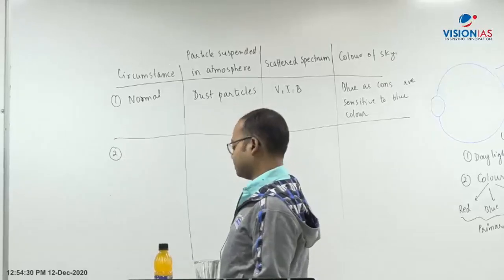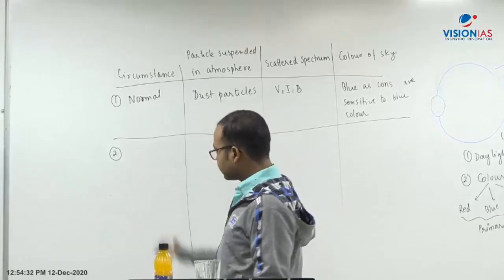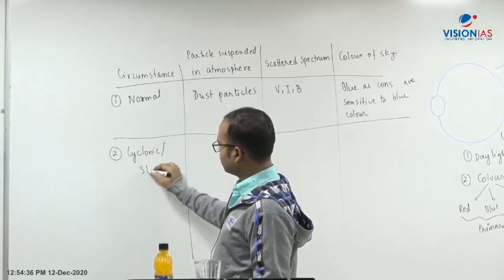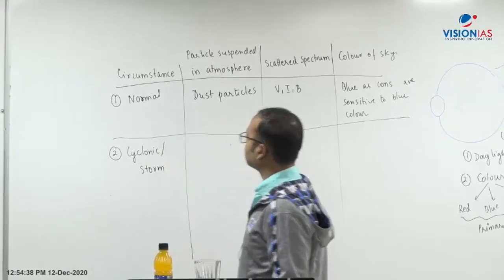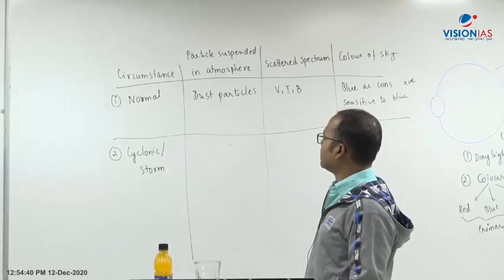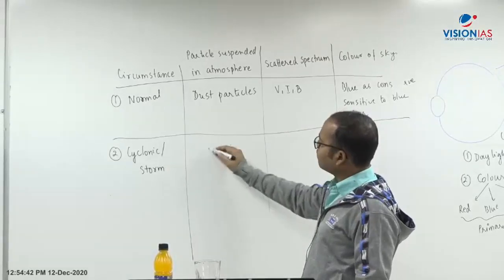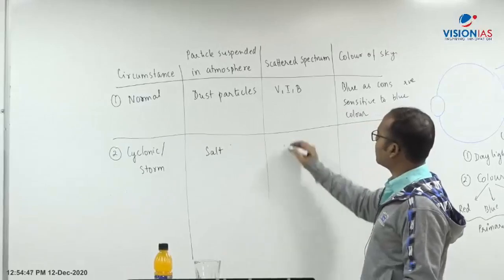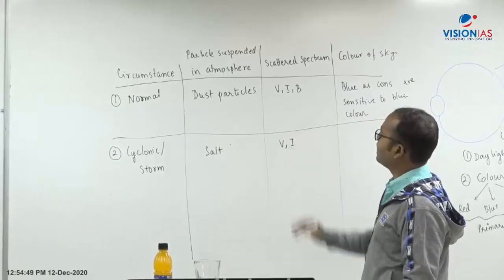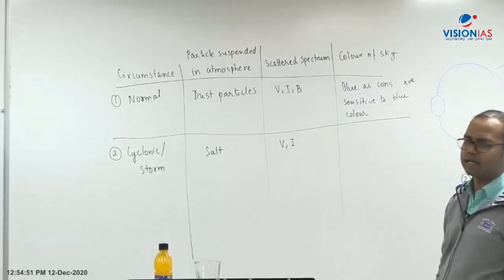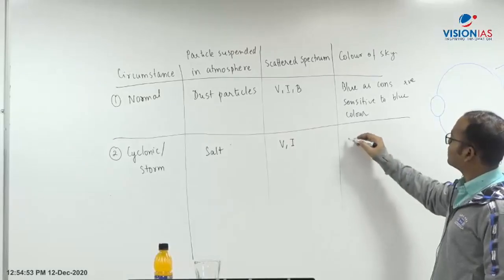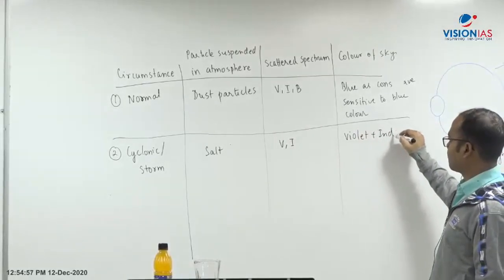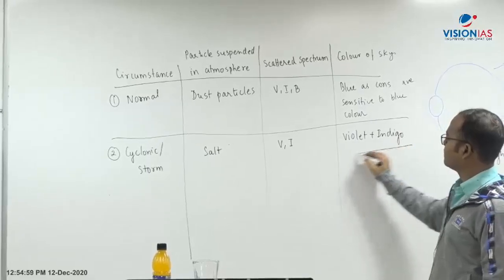The situation is cyclonic or stormy. So particles suspended in the atmosphere will be salt. In the scattered spectrum, violet and indigo will be scattered more, blue will be scattered less. So the color of the sky will be violet plus indigo. Indigo means pinkish.